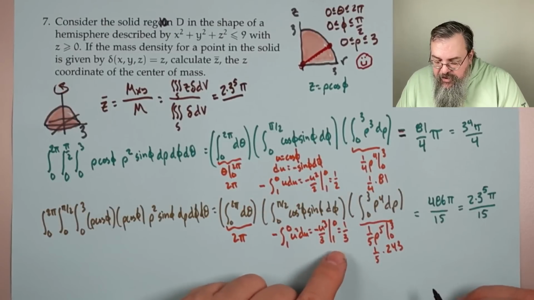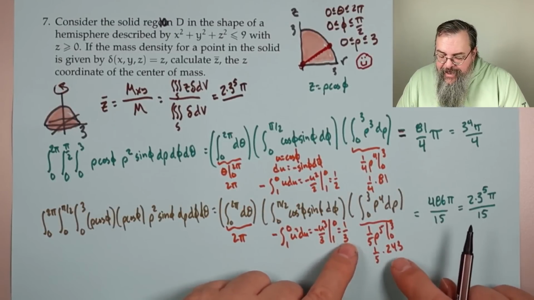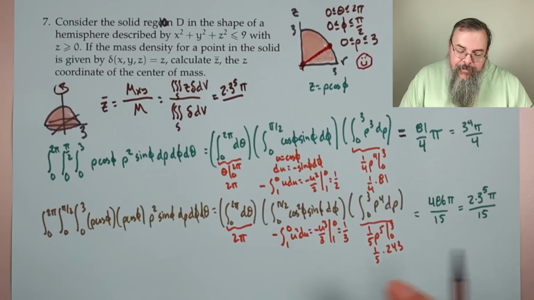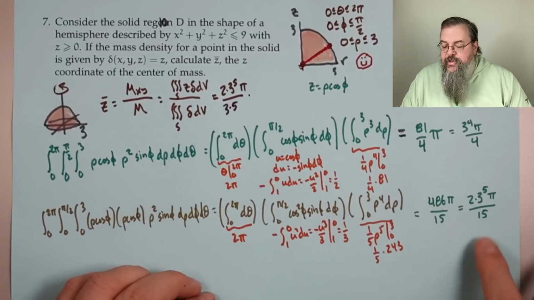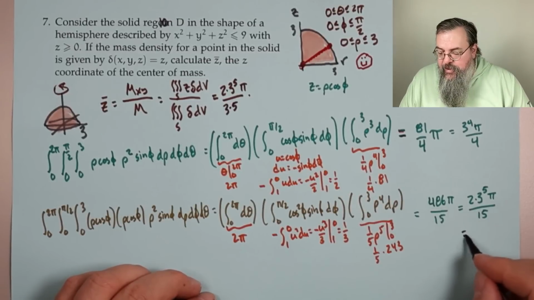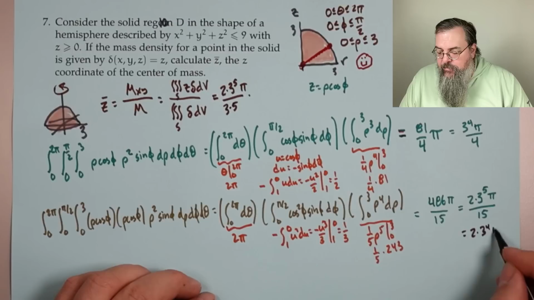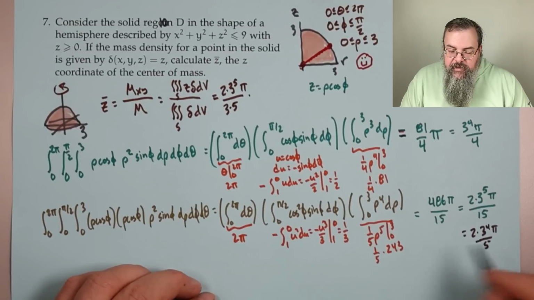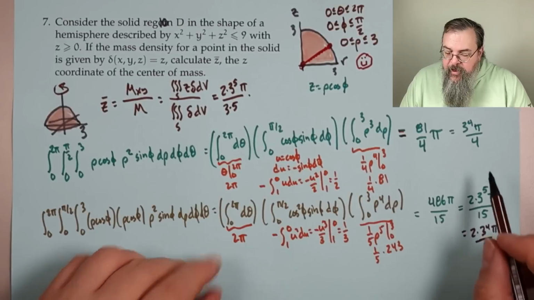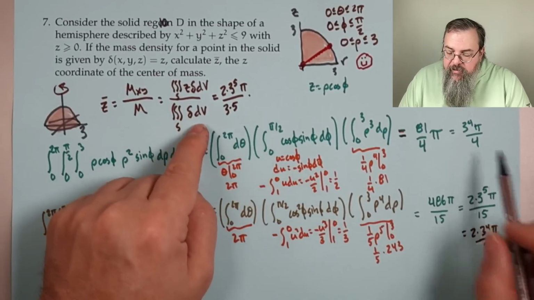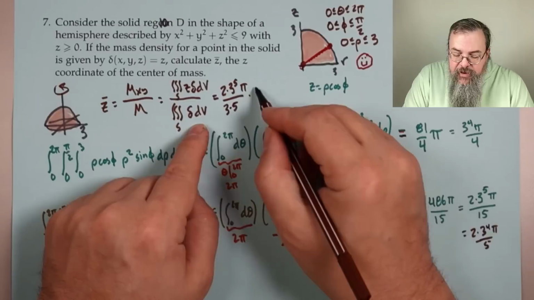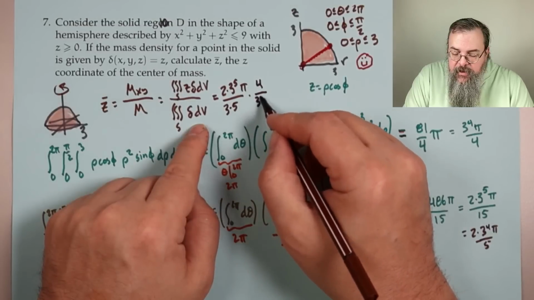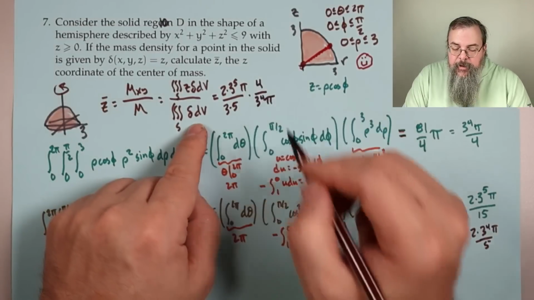Oh, you know what I just realized? We can cancel a 3. That makes me feel silly. 3 times 5. That's all right. This should actually be 2 times 3 to the 4th pi over 5. But that's okay. The 3 will cancel in a second here. Now, we're dividing by mass. Since we're dividing, multiply by the reciprocal: 4 over 3 to the 4th pi.